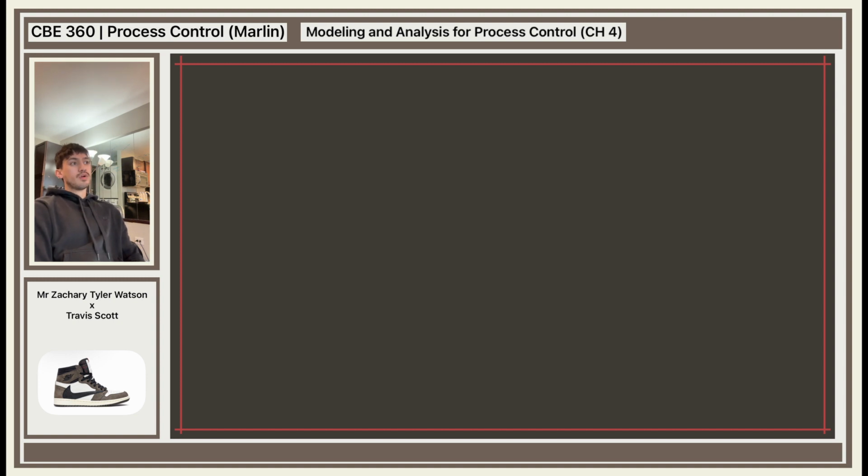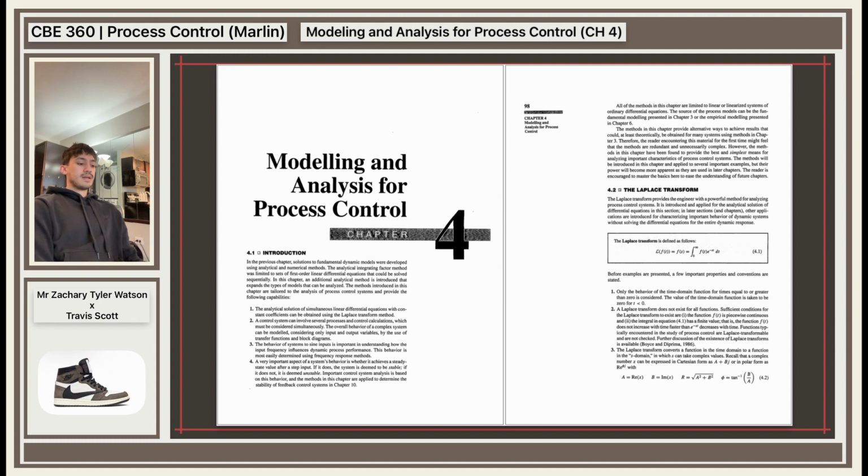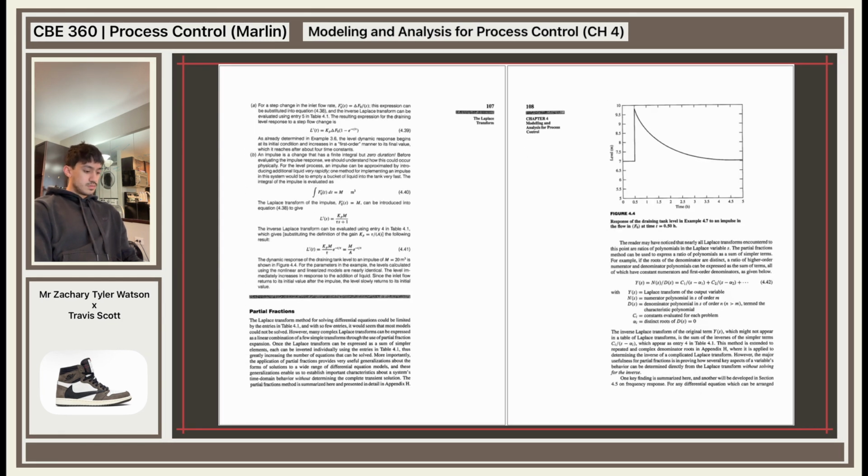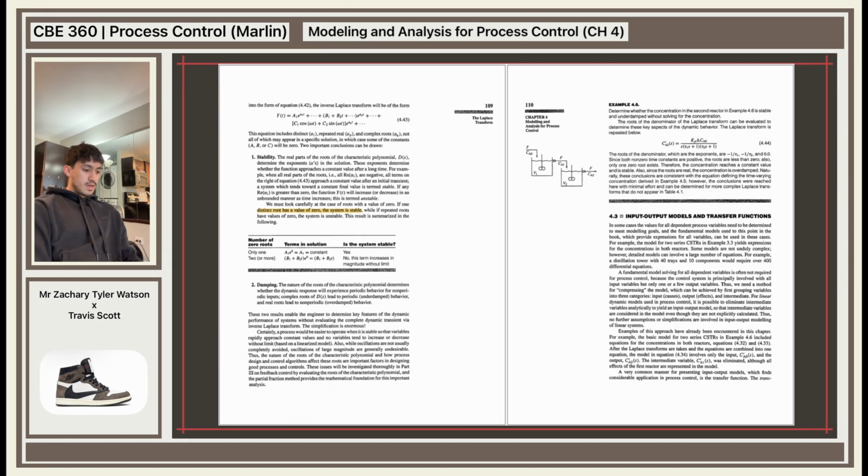CBE 360. This is an excerpt from Marlin's textbook, Process Control and Dynamics. Chapter 4, Modeling and Analysis for Process Control. We'll learn about the introduction, the Laplace transform, the initial value theorem, the final value theorem, partial fractions. We'll learn about input models and transfer functions. This is the most important part of the chapter.